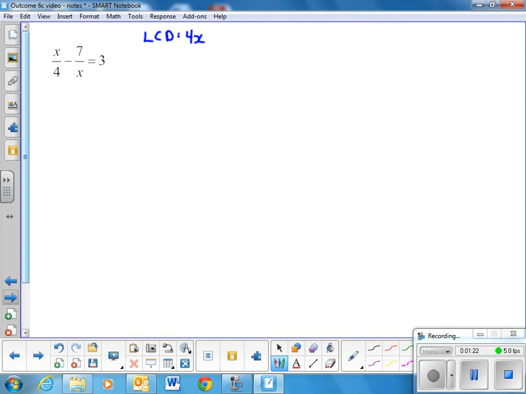The next step is to multiply each term in our rational expression by 4x. So we need to multiply this by 4x, this part by 4x, and this part by 4x. If we've chosen our lowest common denominator correctly, when we multiply everything by 4x, each of our denominators should disappear. So 4 and 4 become 1, so I end up with just x times x, or x squared. This x and this x divide out, so we end up with 4 times negative 7, or negative 28. And on the right-hand side, 4 times 3 is 12x.